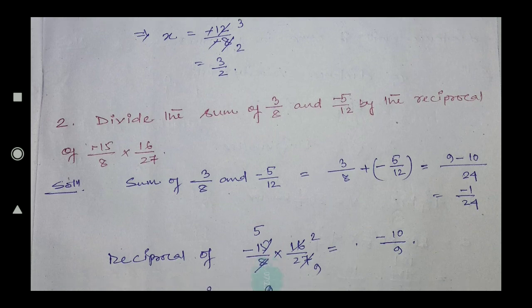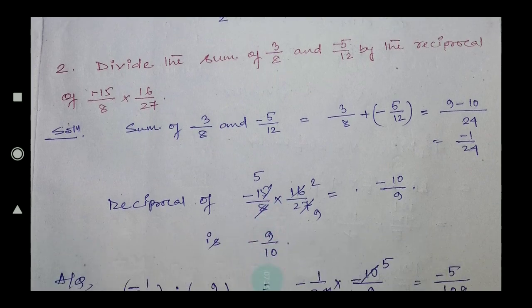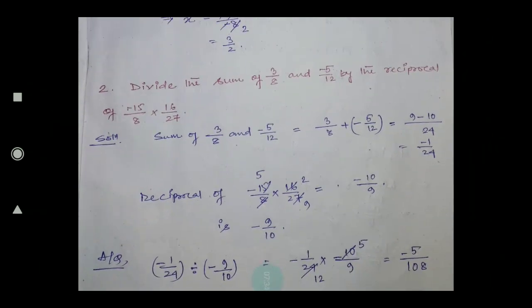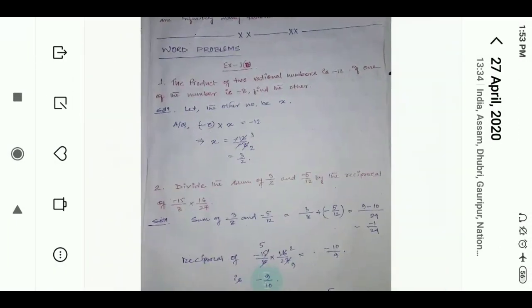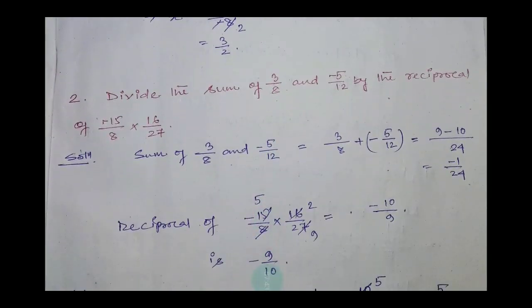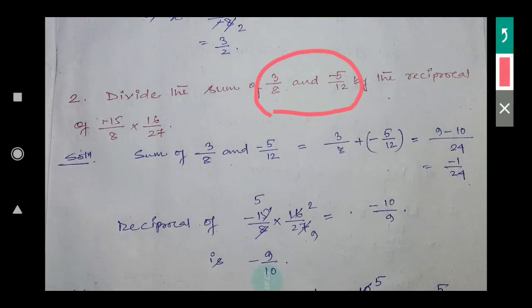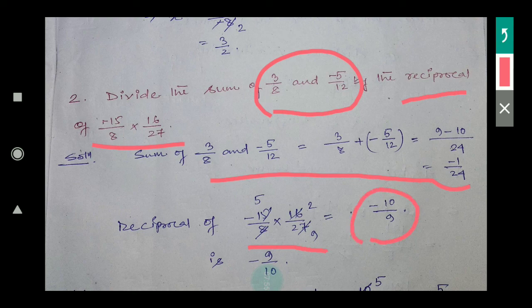Okay, next question. Divide the sum of 3 by 8 and minus 5 by 12 by the reciprocal of this one. This type of question I have solved in the previous video. So once you check, we need to find the sum of these two numbers. So I have done the sum here. By the reciprocal of, so first I have to find the reciprocal. So this number I have to simplify first. I have got minus 10 by 9. So the reciprocal of this number will be minus 9 by 10.